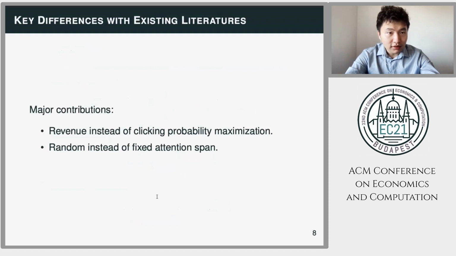Secondly, our model considers a random attention span instead of fixed ones. The optimal ranking under a fixed attention span can be solved by dynamic programming, whereas there's no clear path to find the optimal solution under the random attention span.